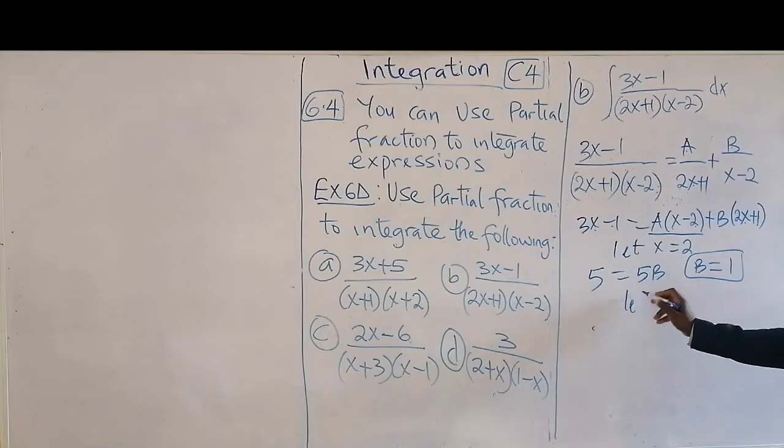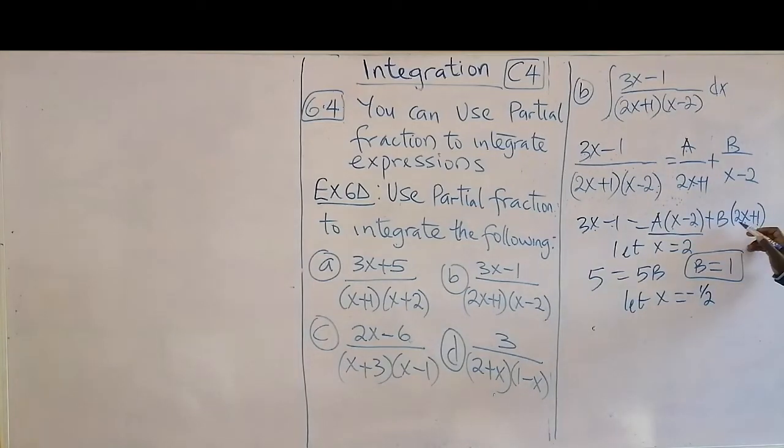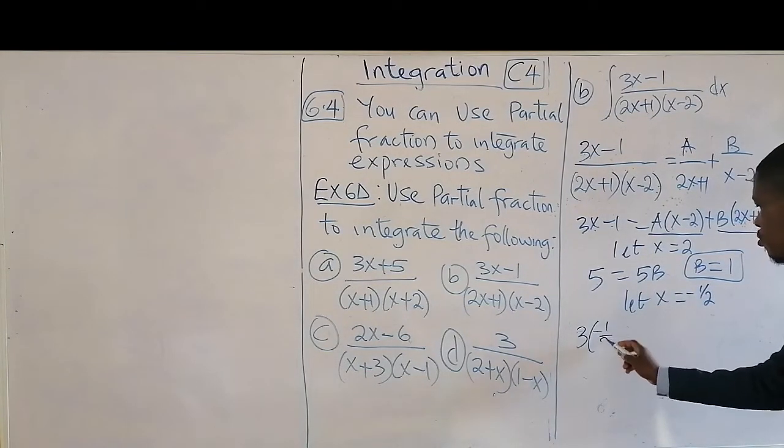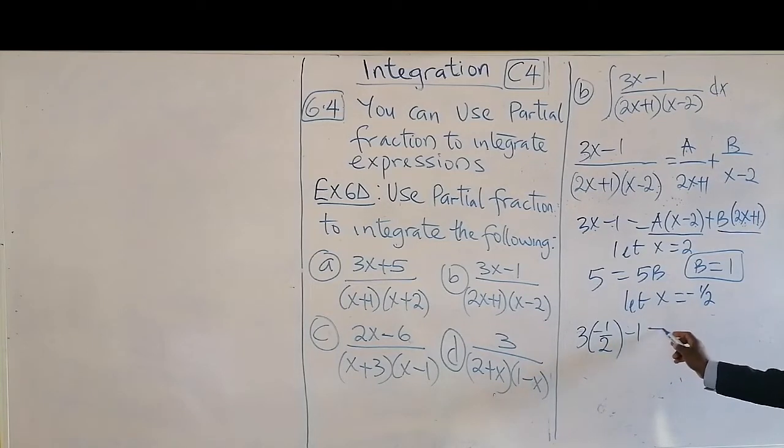So let x be minus 1 over 2, because 2 times minus 1 over 2 will be minus 1 plus 1, so this expression will cancel. So this will be 3 times minus 1 over 2 minus 1 equal to A times minus 1 over 2 minus 2.